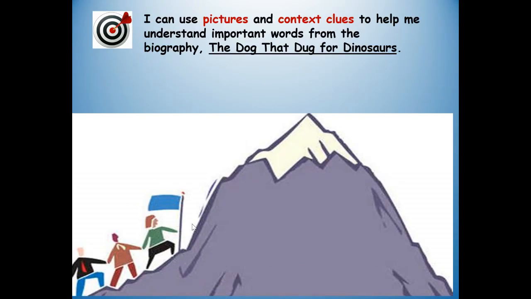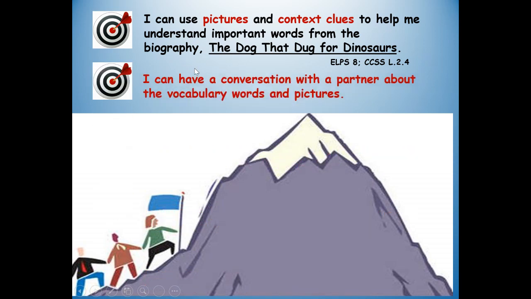So here's our learning target. I can use pictures and context clues to help me understand important words from the biography, The Dog That Dug for Dinosaurs. So read along with me again. I can use pictures and context clues to help me understand important words from the biography, The Dog That Dug for Dinosaurs. Now, if you have a partner at home, you can use this learning target as well. I can have a conversation with the partner about the vocabulary, words, and pictures.